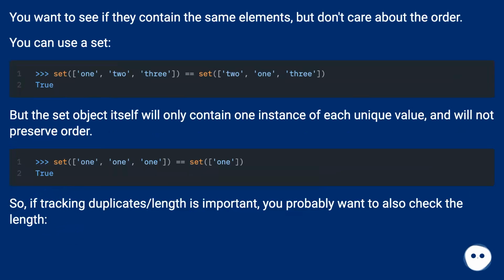You want to see if they contain the same elements, but don't care about the order. You can use a set. But the set object itself will only contain one instance of each unique value and will not preserve order. So, if tracking duplicates is important, you probably want to also check the length.